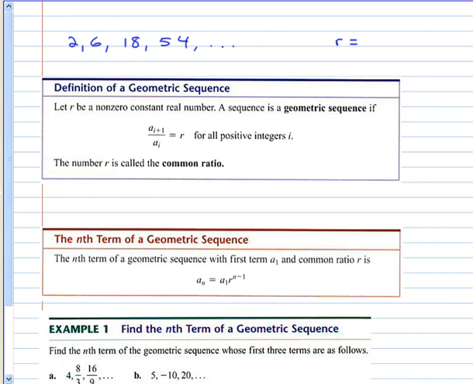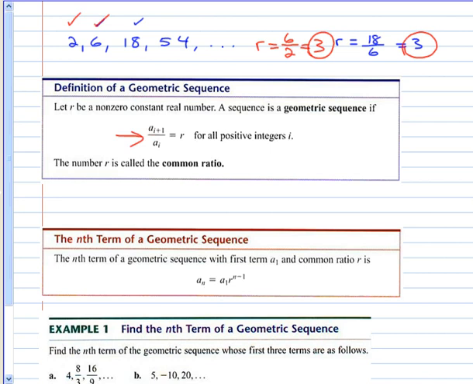The common ratio can be found by taking any number in the sequence and dividing by the previous number. If I took 18 and divided by 6, I would get 3. I can take any number in the sequence. I can take 6 and divide by 2. Common ratio, 6 divided by 2 equals 3. Common ratio, same value no matter which one we use.